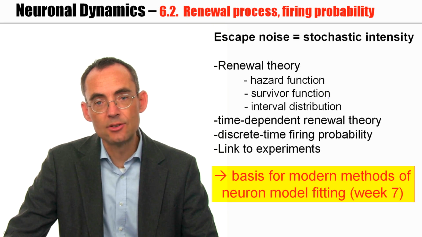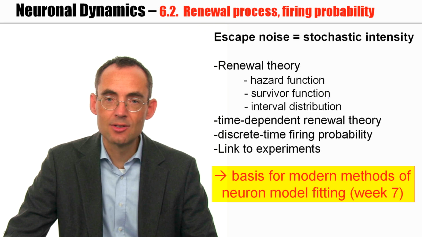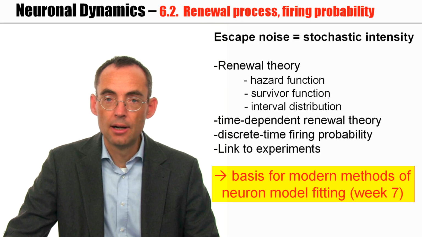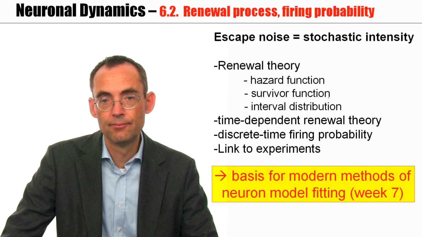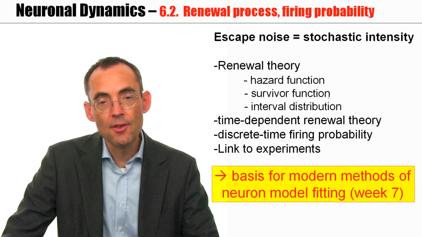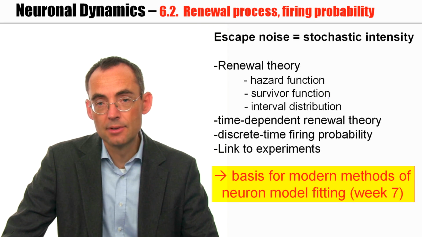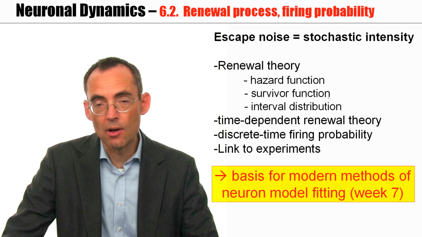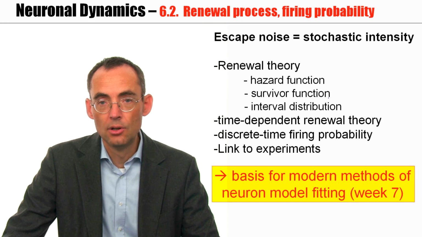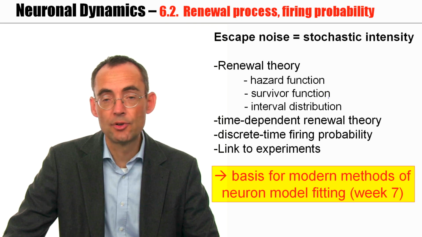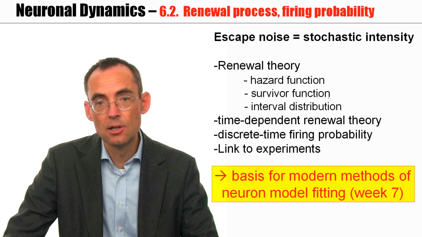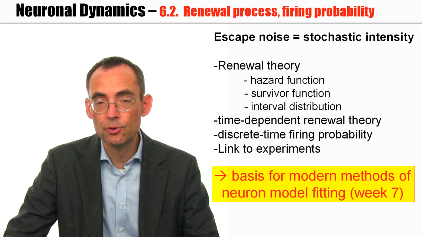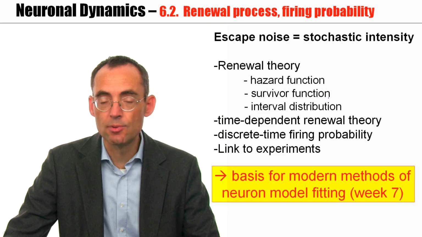But we also have seen that the formalism is much more general and can account for arbitrary time-dependent input. And this leads to the notion of arbitrary time-dependent interval distributions. And we can calculate this. Now this is important because the methods that are described in this lecture are the basis for the likelihood of a spike train, which we'll see in the next lecture, but also the basis for modern methods of neuron model fitting that we will see next week.